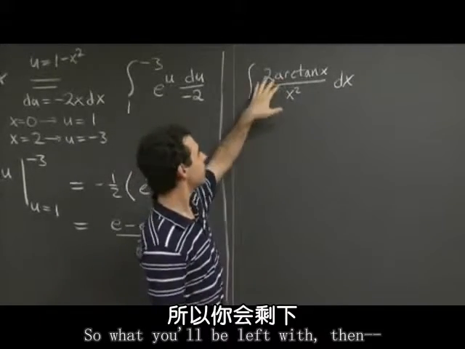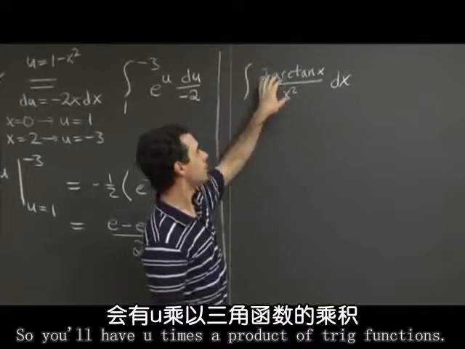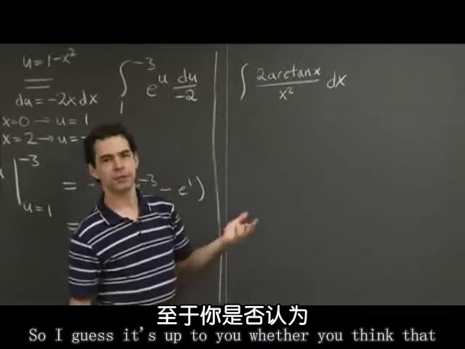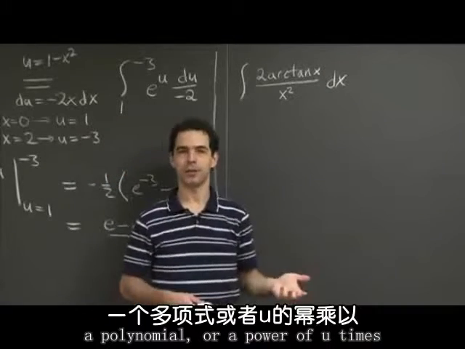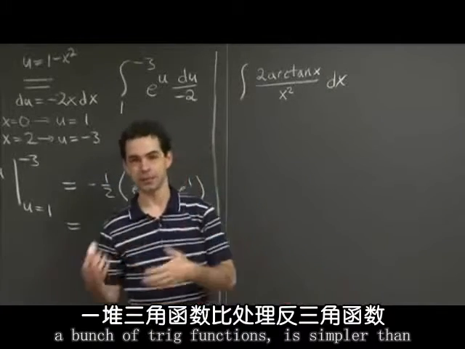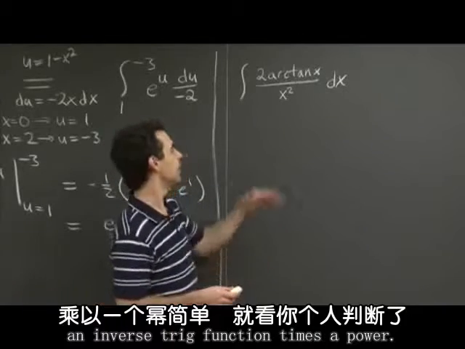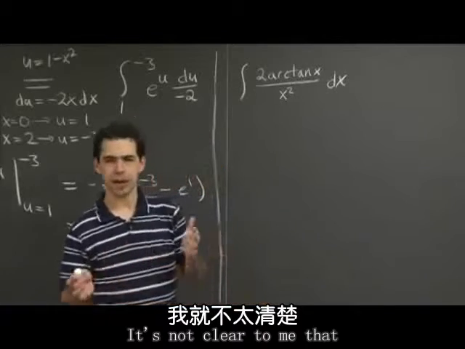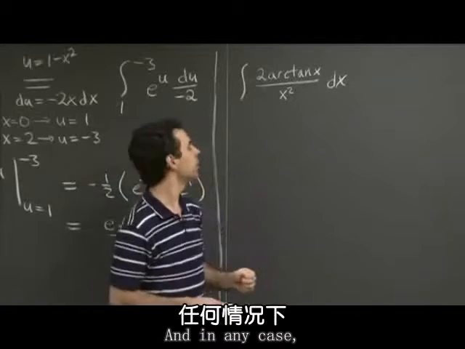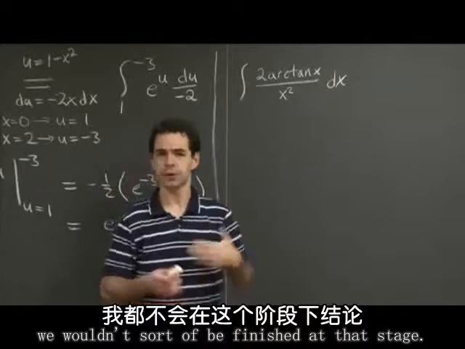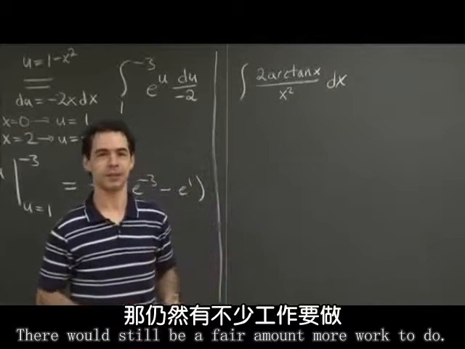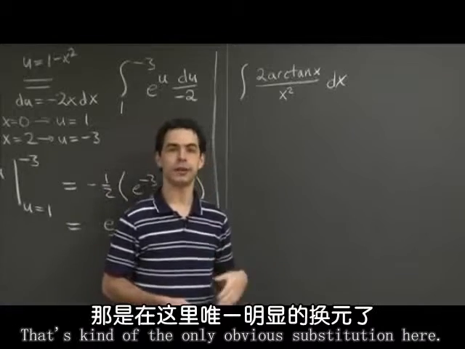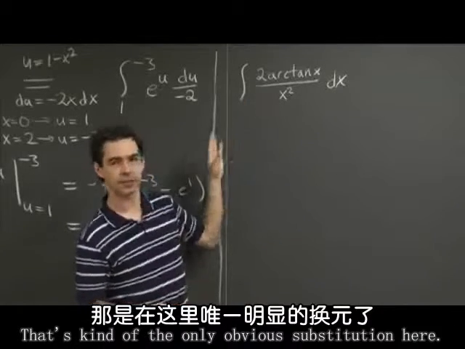So what you'll be left with then, so this will be u on top, so you'll have u times a product of trig functions. So I guess it's up to you whether you think that a polynomial or a power of u times a bunch of trig functions is simpler than an inverse trig function times a power. It's not clear to me that it's actually that much simpler. And in any case, we wouldn't sort of be finished at that stage. There would still be a fair amount more work to do. So we can think about what other things could we do. That's kind of the only obvious substitution here.